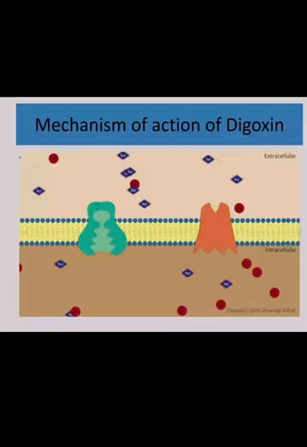The mechanism of action of digoxin. Digoxin reversibly inhibits sodium-potassium ATPase. This increases intracellular sodium levels, which in turn increases the calcium levels in the cell. This causes increase in force of contraction.